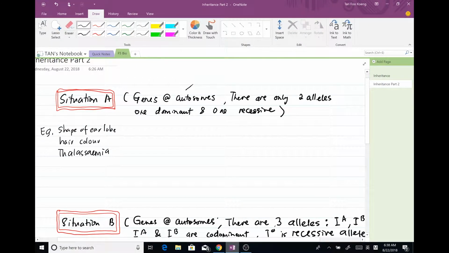And there are only two types of alleles. One is dominant over the other. So normally we will use an alphabet letter to represent the dominant allele and the recessive allele. The dominant allele is always represented by a capital letter, and the recessive one, since it is of the same gene, I'm going to use the same letter. But make sure that it is small, because the small letter represents the recessive allele.